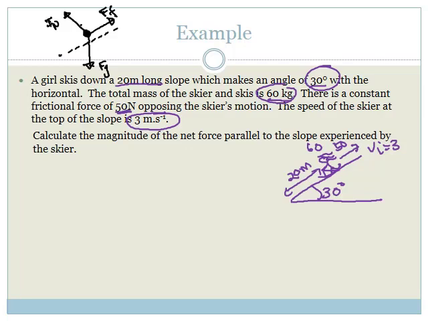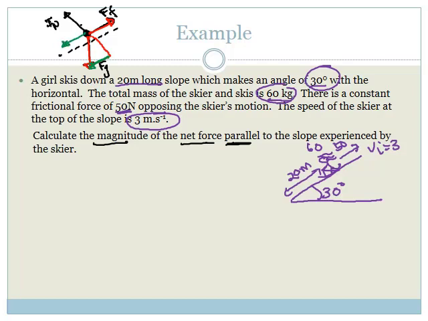Now it says calculate the magnitude of the net force parallel to the slope experienced by the skier. At the moment, the only force that we know parallel to the slope is the force of friction. But the other force that is actually making it move is this force of gravity, because it can be broken up into 2 components, the vertical component and the horizontal component. And this horizontal component is what's pulling the little girl down.